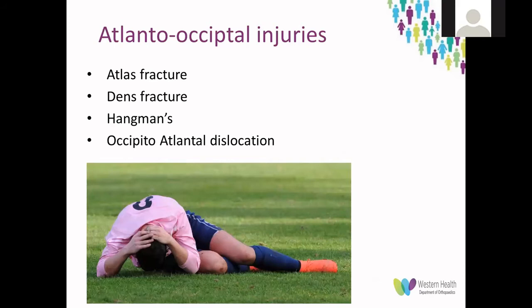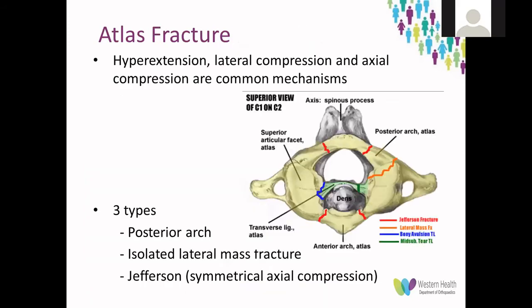Some of them aren't particularly common, but they are interesting fracture patterns or injury patterns, so I thought I'd include them. So the atlas fracture: hyperextension, lateral compression, and axial compression are the common mechanisms. There are three types, which you can see in the diagram here: posterior arch, isolated lateral mass fracture, and what's known as a Jefferson fracture. The posterior arch fracture is caused by axial compression with hyperextension. It's a stable injury and can be managed with a collar.